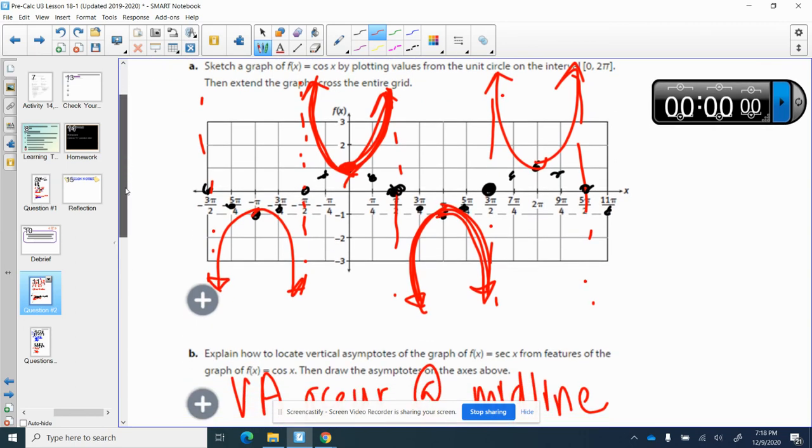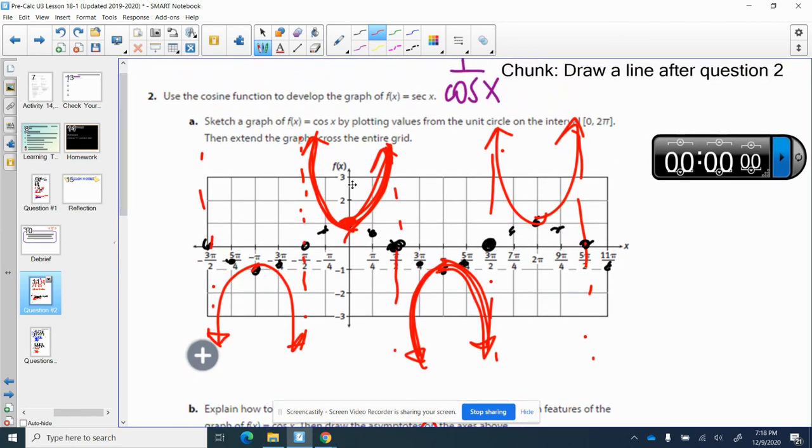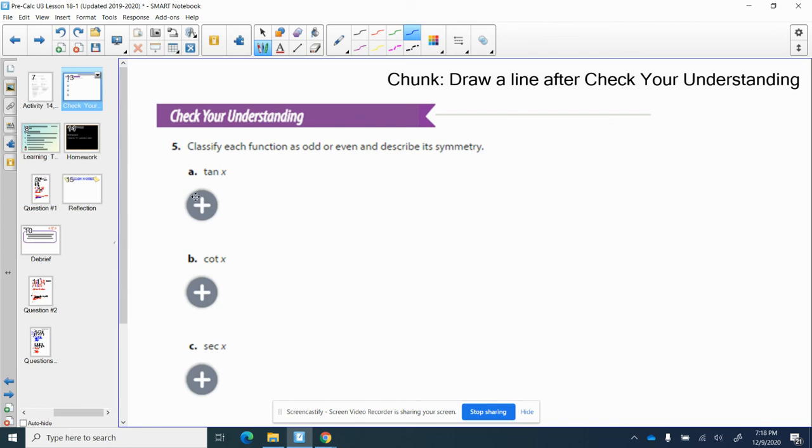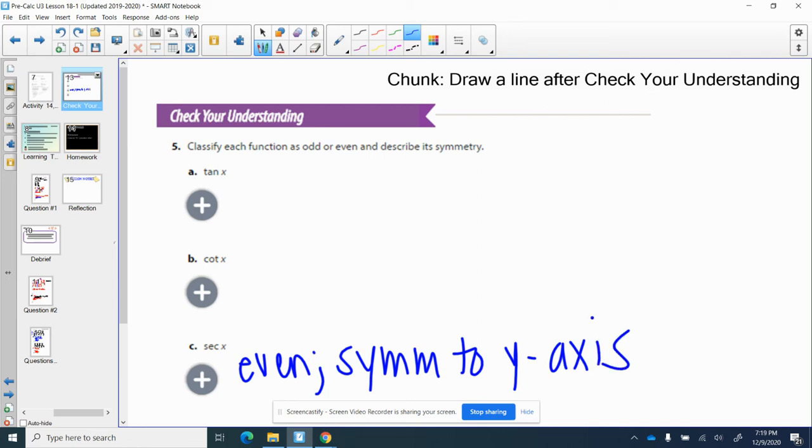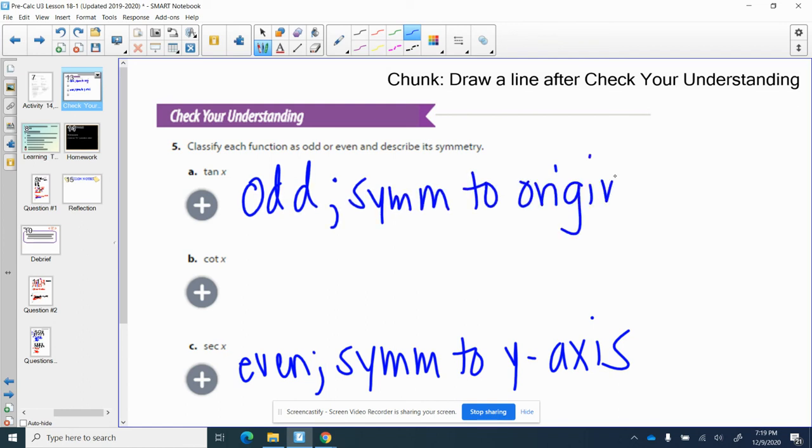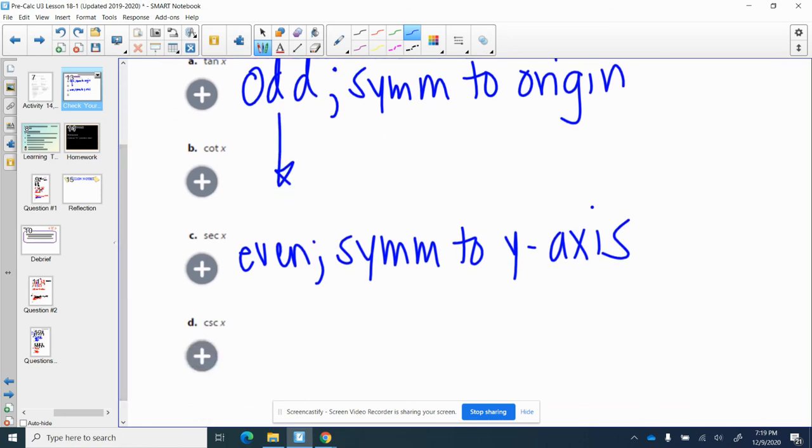The only even function then is our secant graph, because when we fold this over the y-axis, we would notice that it's the exact same graph. It's got that reflection over the y-axis. So for this last part, when they're asking which one's odd, which one's even, the only one that's going to be even is secant because it's symmetric to the y-axis. All the rest of these are going to be considered odd because they're symmetric to the origin. AKA, you can flip it upside down and it looks the same, right? And same thing for cosecant.